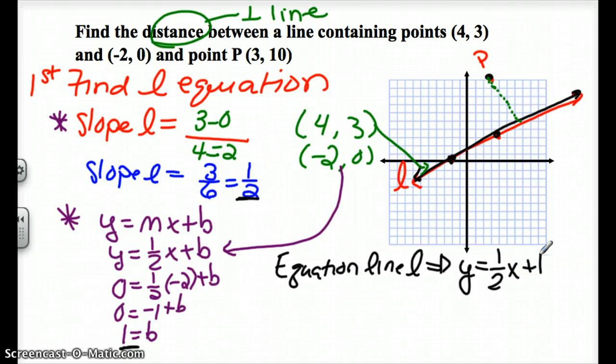All right, so I've got my equation. Now I need to find the distance from P to that line there. So what I need to do now is write the equation for the perpendicular line. All right, so that's the next thing I'm going to do.